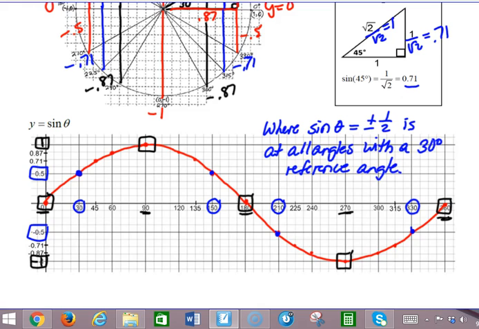If you have just those points without the other ones in between, you'll be able to draw a really nice sine curve. Okay, in our next video we'll be doing the same thing only with cosine.